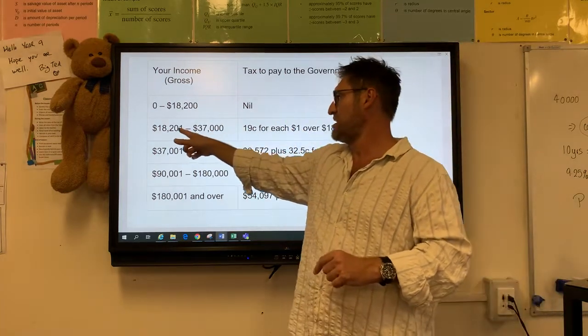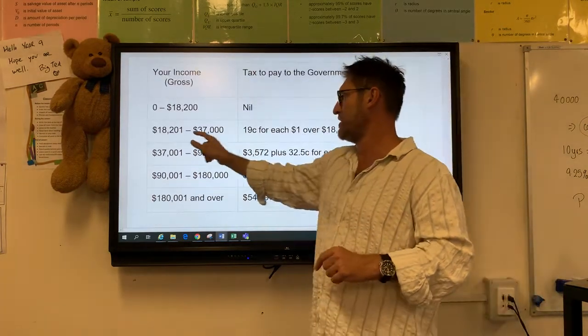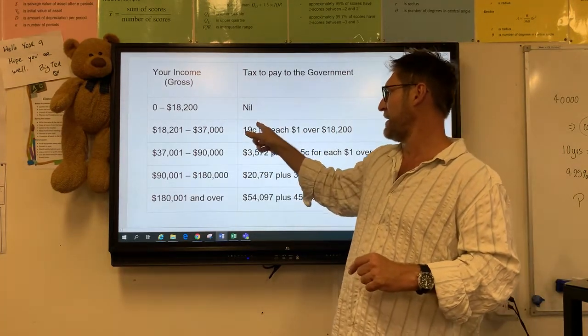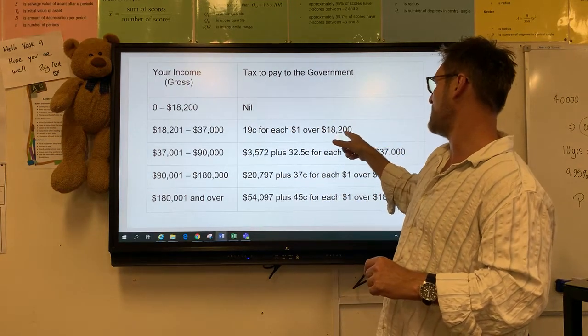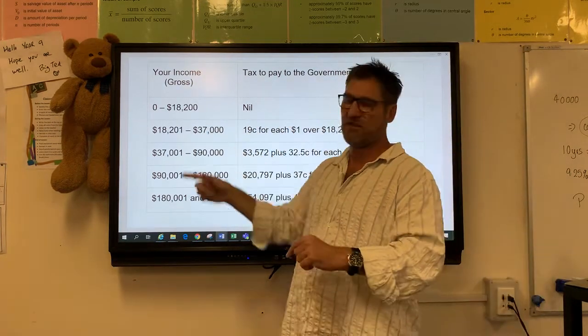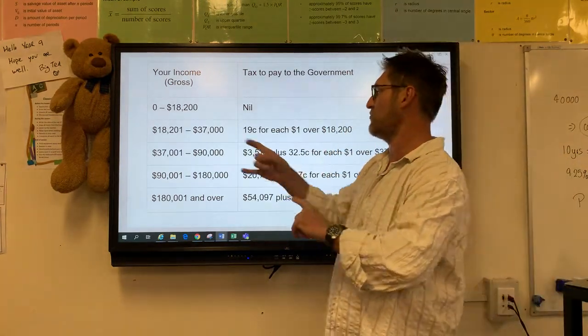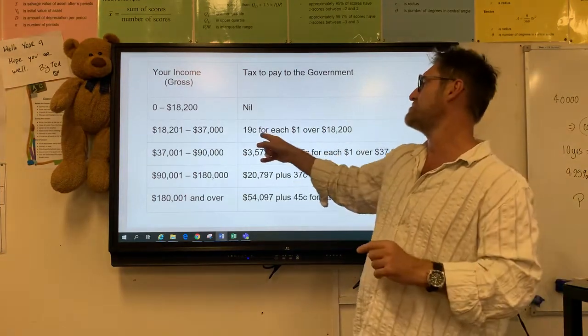What about if you're in this zone here? This is like our little speeding example. If you're in this region, you have to pay no administration fee, but you have to pay 19 cents for every dollar above $18,200. So if you make $18,201, you're above the speed limit by $1. You're in this region by $1. But you don't give all that money to the government, you only give them 19 cents.